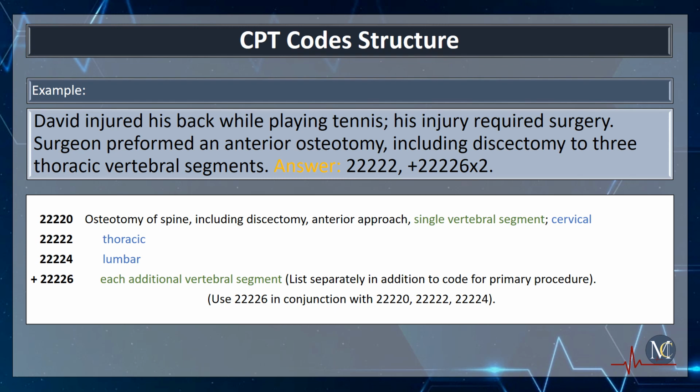In this scenario, we will use an add-on code along with the primary code. One add-on code represents one additional vertebrae segment. So for three vertebrae segments, we will use two add-on codes as one vertebrae segment is included in the primary code. So our correct answer is 22222 along with the add-on code 22226 times 2.